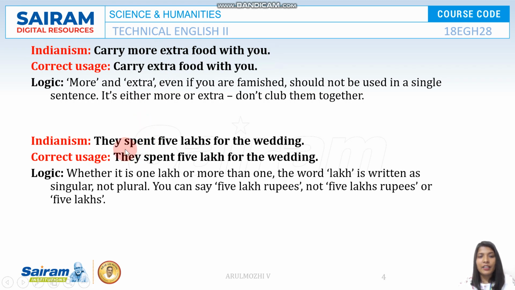Okay, and then, they spent 5 lakhs for the wedding. It is not 5 lakhs, it is 5 lakh. We don't say 500s and 5,000s. We don't say it like that. So it is only, they spent 5 lakh for the wedding. It is not 5 lakhs.